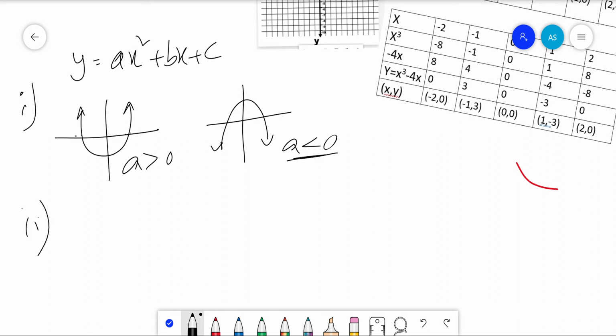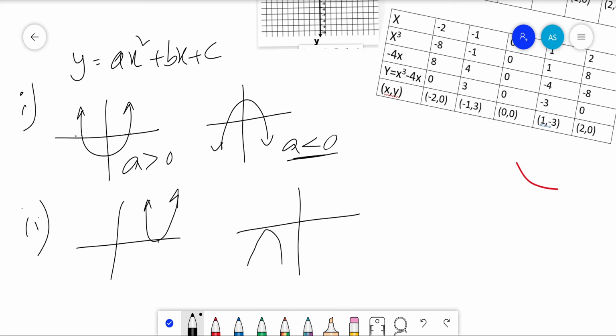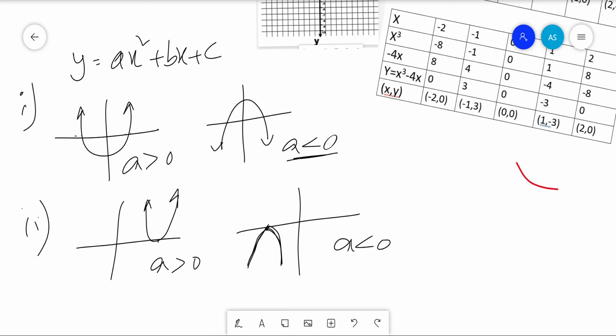And the second case you will get, only 1 zero. The parabola has only 1 zero, either like this or like this. The parabola is intersecting the x-axis at only one point, so it has only 1 zero. This is a is less than 0 and this is a is greater than 0.